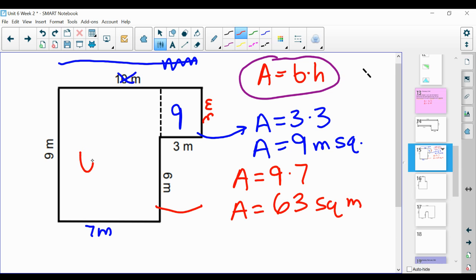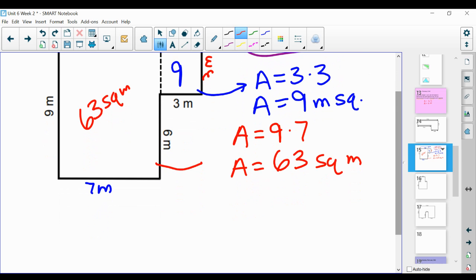So if this one is 63 square meters and this one is 9, how can we find the total? Oh, we can add those two together. So right down here, I'm just going to add. I'm going to actually not rewrite this. I'm going to cheat and write it right here. 63 plus 9. I have to regroup here. And 7.